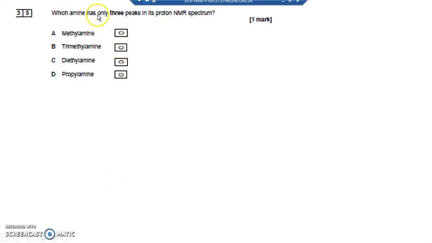Question 35. Which amine has only 3 peaks in its proton NMR spectrum? So proton means hydrogen. 3 peaks, 3 different peaks means 3 different hydrogen environments. The easiest way to do this, you're not going to do this without drawing them out, so let's draw all 3 out.